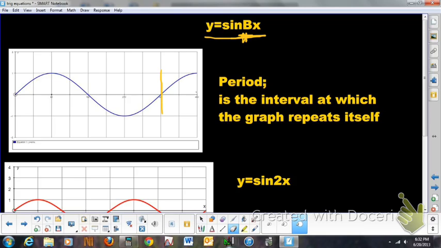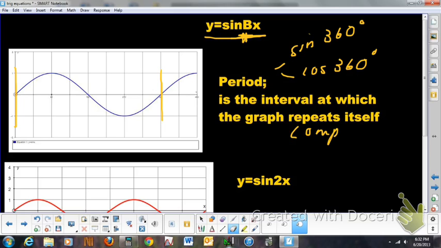Now remember, the period of a sine or cosine graph is where it completes itself. The period for a sine graph is 360 degrees. That's where it completes one full cycle, up, down, and then back to the beginning, the starting point. For the cosine, the period is 360 degrees as well. So both these graphs complete themselves at 360 degrees. It's the interval at which the graph repeats itself.